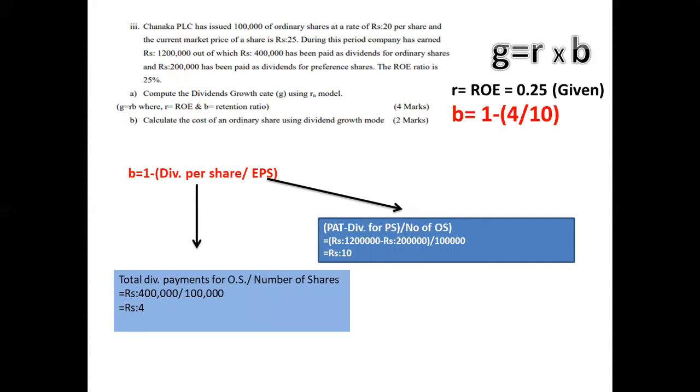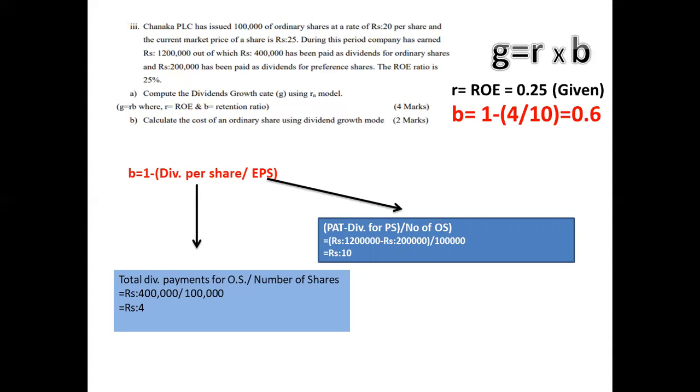How to calculate B? We adopt the equation which has been given: B equals 1 minus dividend per share divided by earning per share. Then in our sum, B equals 0.6. We calculated that step by step. First we calculated earning per share, then dividend per share, then B. So I think you got the point.